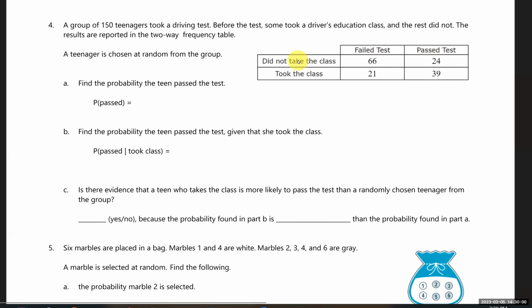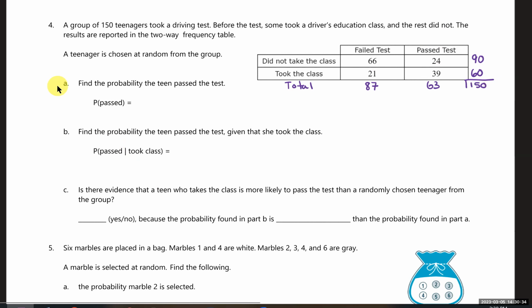So before I go too much further here, let me do some totaling. Of these 150 teenagers, it looks like 87 failed their driving test and 63 passed. If you add those up, you'll get your 150 teenagers. But they also kept track of whether they took a driver's education class. It looks like 90 did and 60 didn't. And again, that's your 150 teenagers.